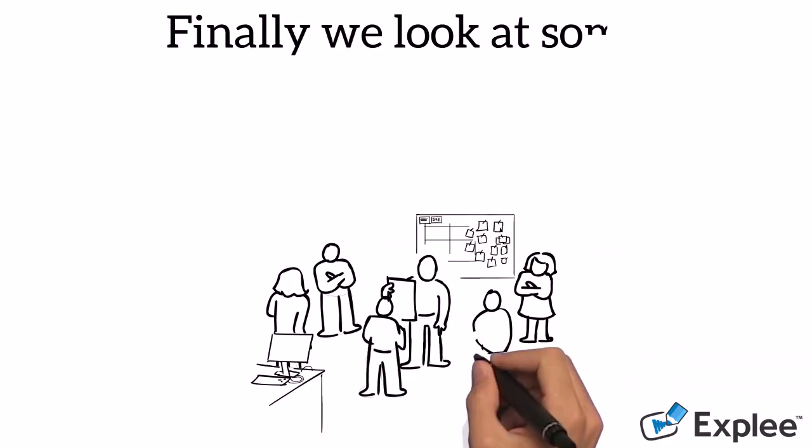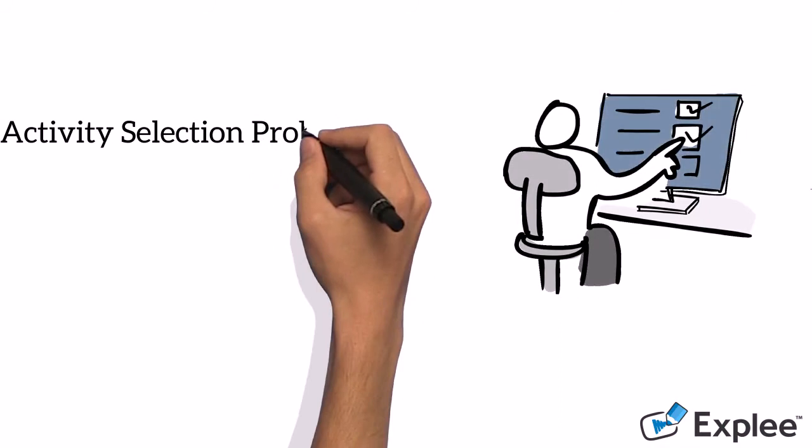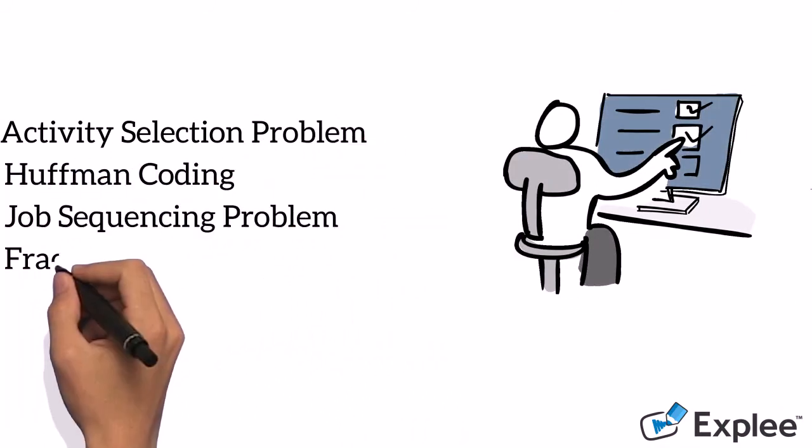Finally, we look at some applications which use greedy algorithms. Activity selection problem, Huffman coding. Job sequencing problem, fractional knapsack problem.